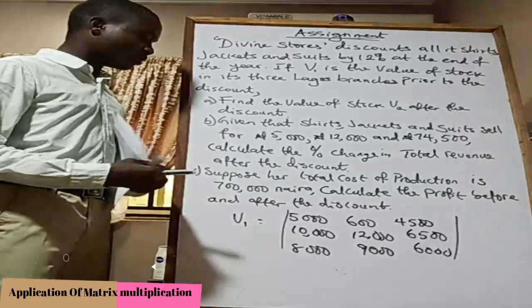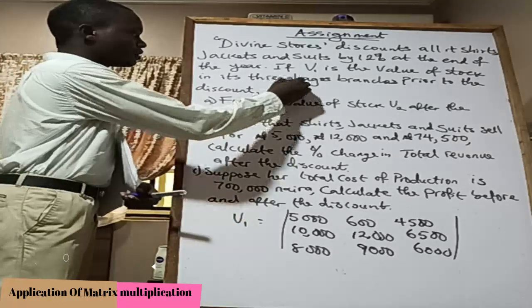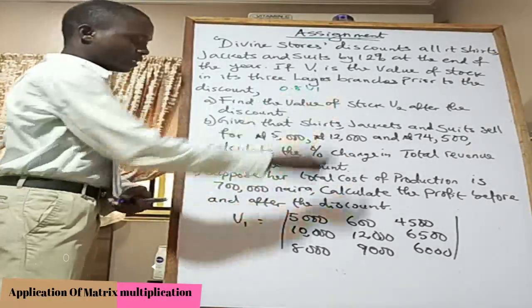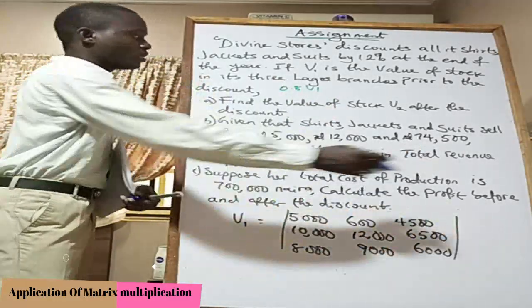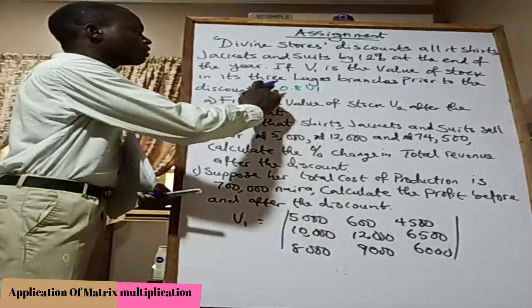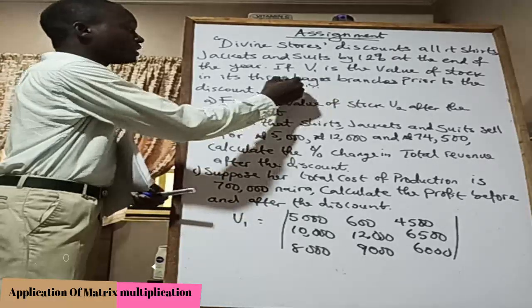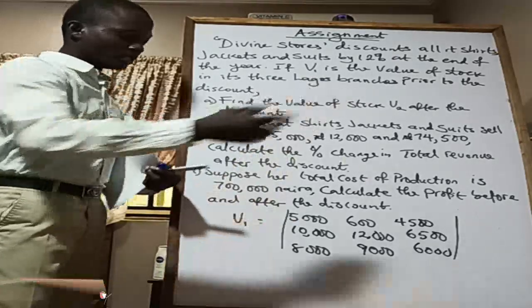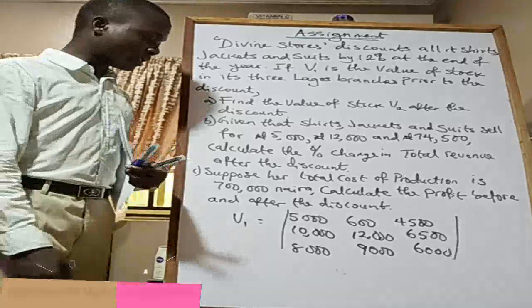So let me just help you guys out. You are going to have 0.88 multiplied by V1, multiplied by everything here. So 0.88 multiplied by this, 0.88 multiplied by this, just solve everything out like that. So just do the multiplication and get the answer.